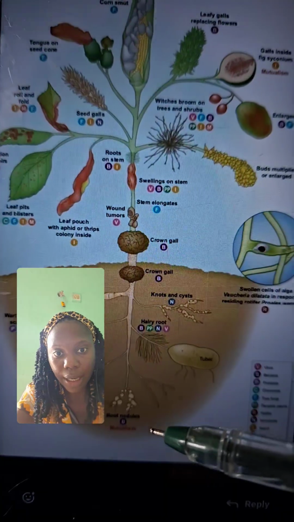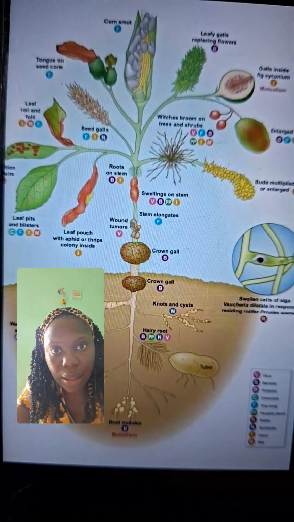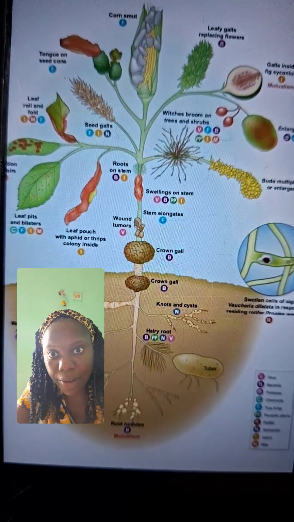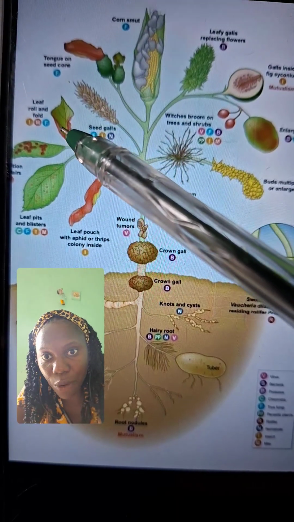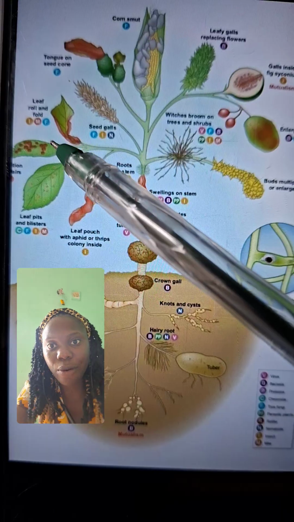Yes. Then you can see this leaf gall. You can see B is a bacterial, and you can see this leaf roll and fold. So you can see it's an insect, a mite, and a fungi.